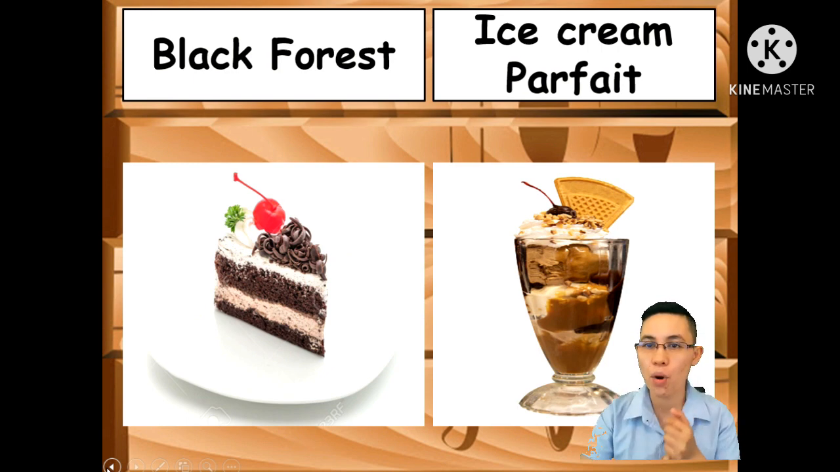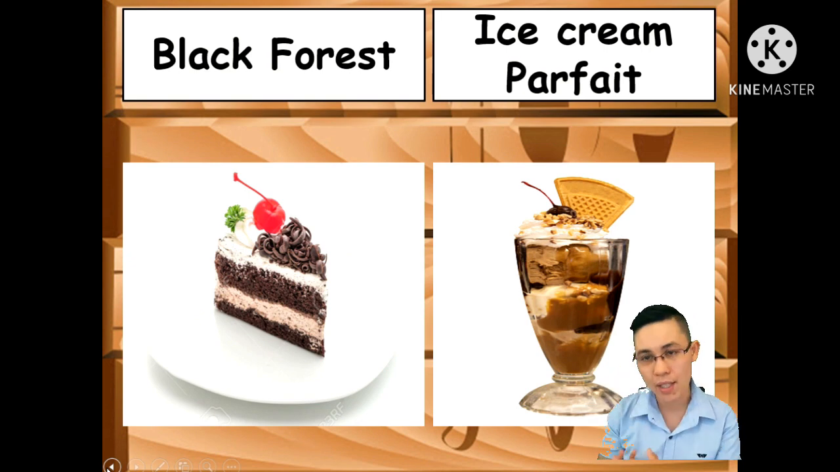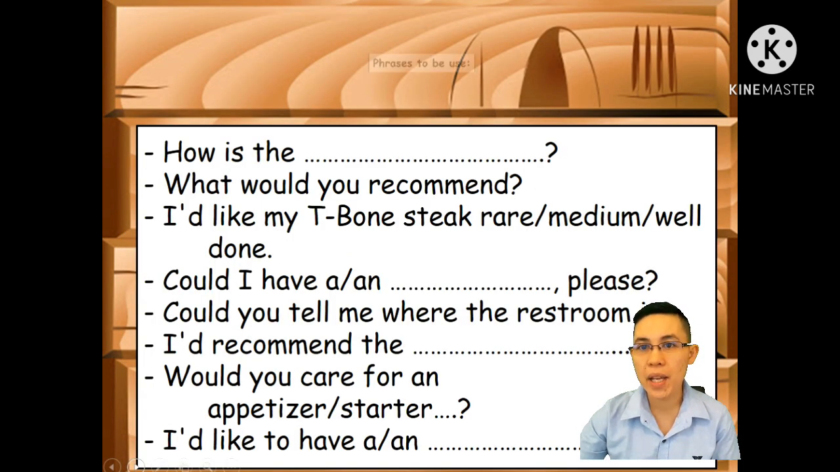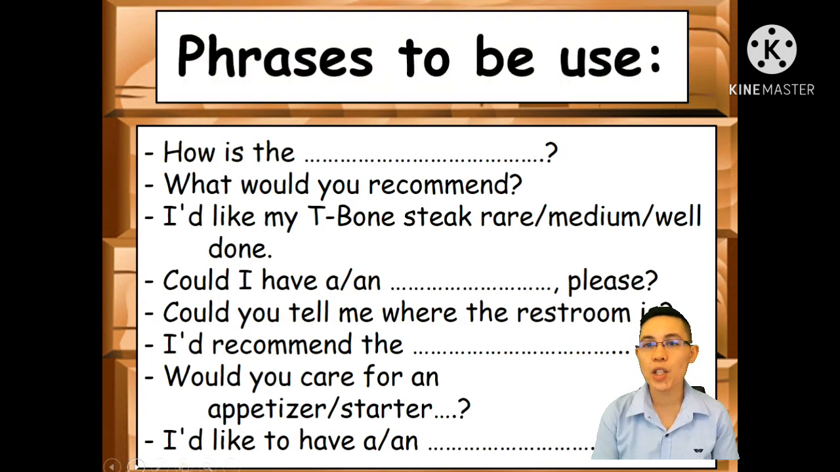So, for now, since we already learned some vocabularies about food and the categories of food, we have the main course, the appetizers, the soup, the starter food, and the drinks. Now let's go ahead and learn some phrases that we commonly use. Okay, let's begin. Can you please repeat after me? Phrases to be used. Again, phrases to be used. So the first one we have is, how is the?